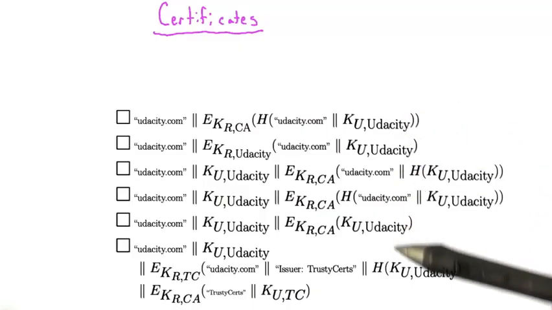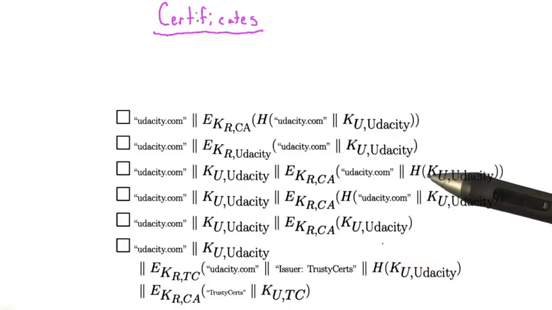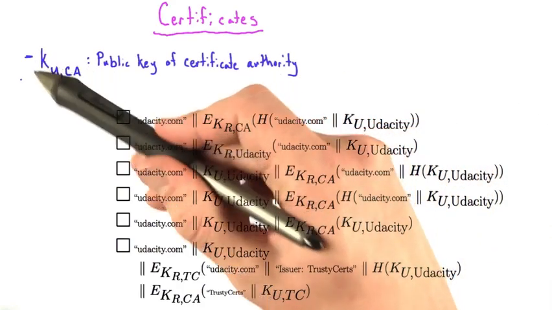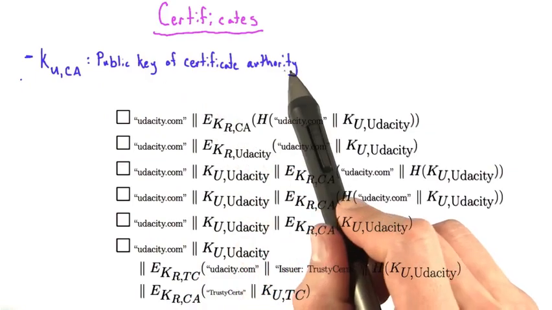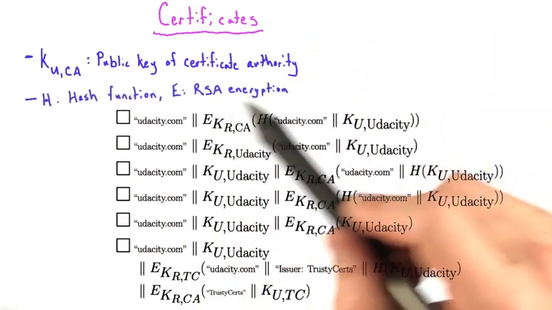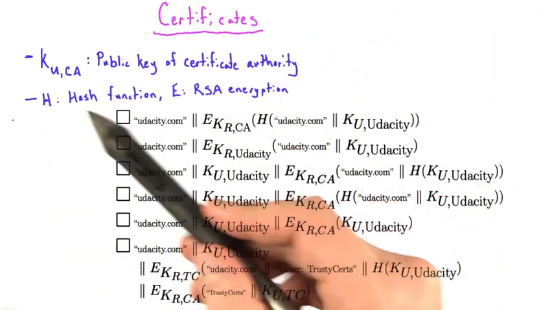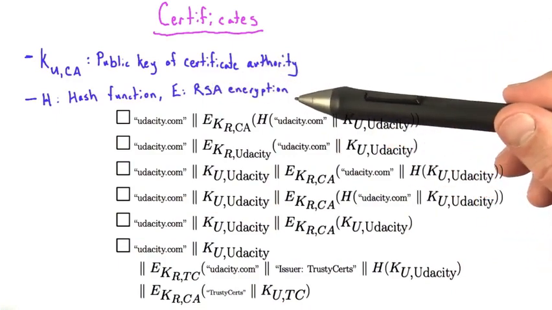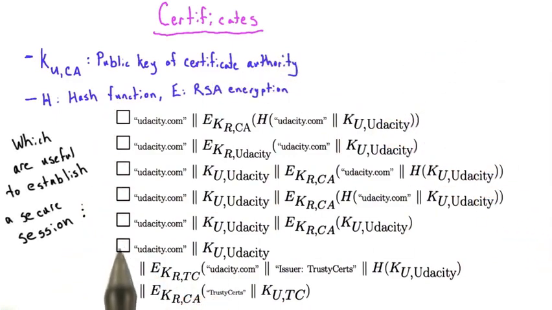For this problem, you're given 6 certificates, and the question is which ones would be useful to connect to Udacity.com. Assume that we know KUCA, the public key of the certificate authority, and for notation, H is a hash function, and E is RSA encryption. Check all that are useful to establish a secure session.